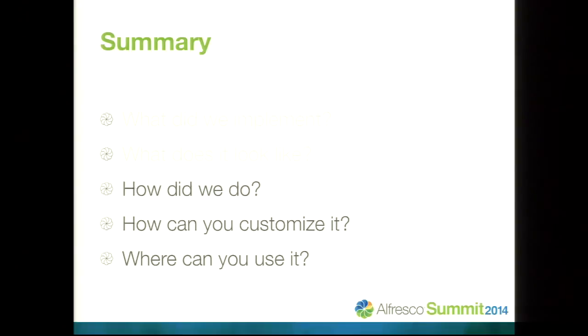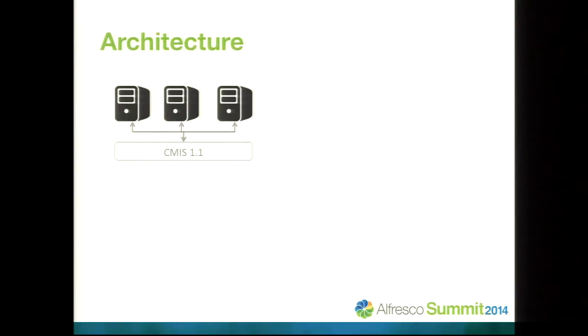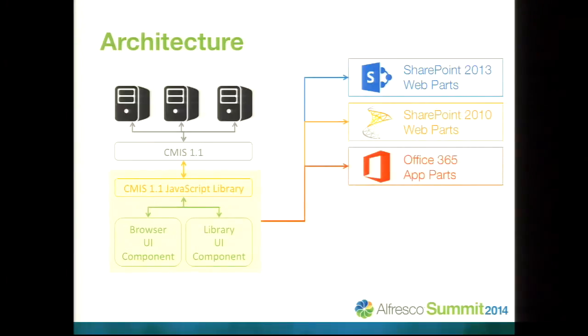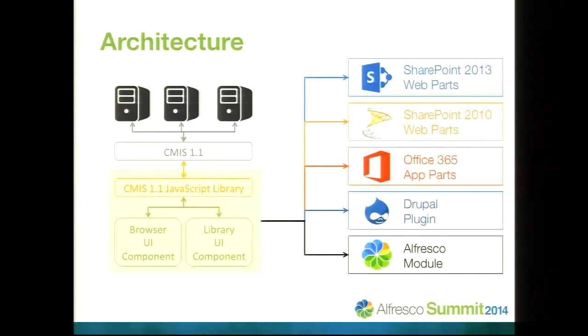So now, how did we do that really quickly? A quick overview of the architecture. As I said before, we are using the CMIS 1.1 protocol. On top of that, we built a JavaScript library. Like that, we can connect to any CMS repository. After, we created just two UI components, the browser component and the library component. And after, we just had to package that for different platforms: SharePoint 2013 WebParts, SharePoint 2010 WebParts, Office 365 AppParts, a Drupal plugin, and an Alfresco module. And we could continue the list.